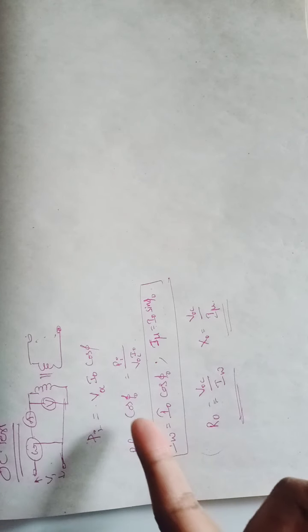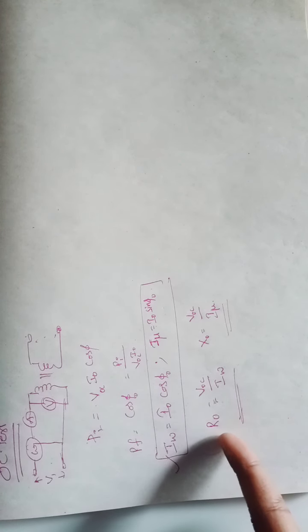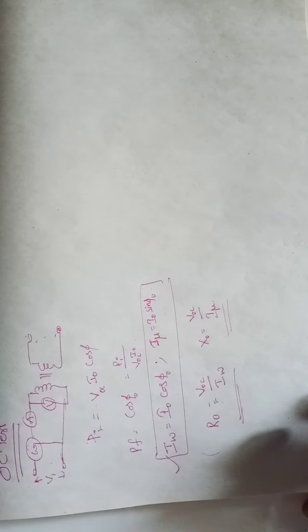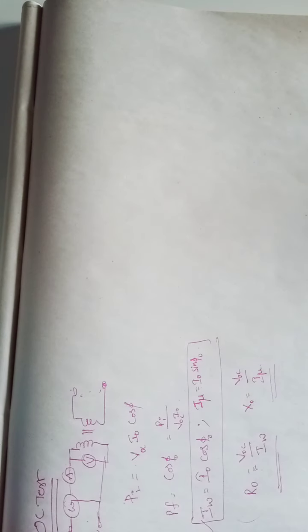After finding the power factor, you are going to find the I_W component and the I_mu component, and you are going to find the R naught component and X naught component. This is the procedural thing that each and every electrical student who is studying transformers has to know about the OC test.